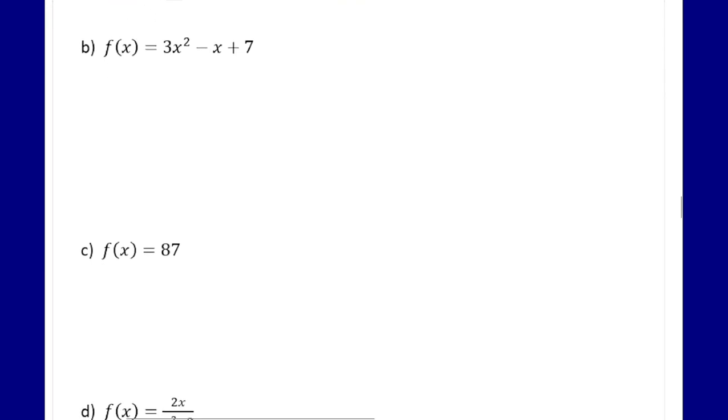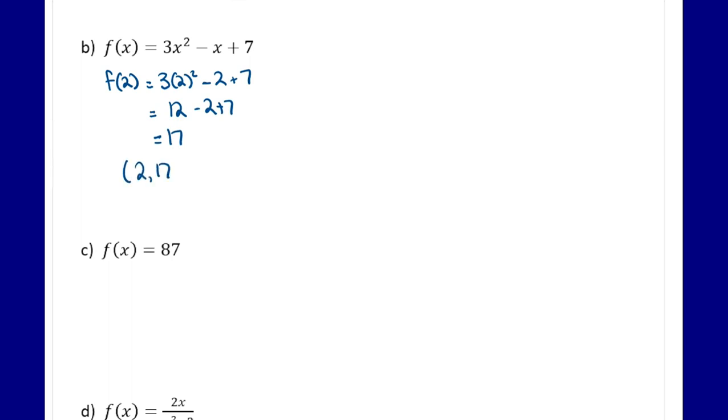So for B, same idea, going to go through and do the same thing. We have the different values of x. So first one we have f at 2 is equal to 3 times 2 squared minus 2 plus 7. 2 squared is 4. 3 times 4 is 12 minus 2 plus 7. We get 17. So therefore we have a point (2, 17).